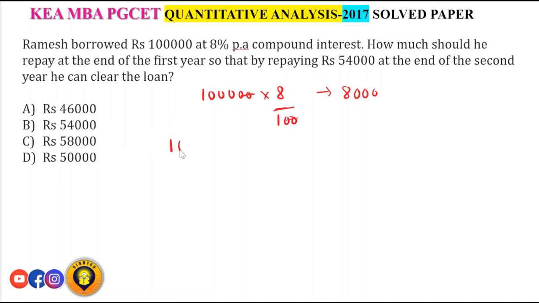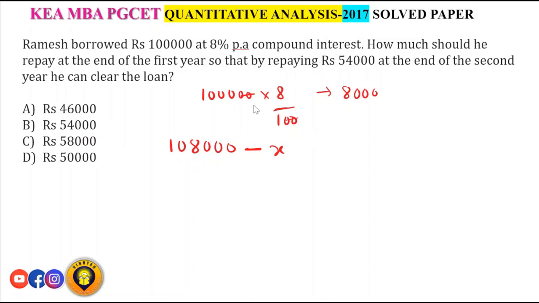So the amount will be how much? 1 lakh 8,000 rupees. This is the amount. From this total amount, he is repaying some value in the first year. Then see, how much should he repay at the end of the first year, so that by repaying rupees 54,000 at the end of the second year, he can clear the loan.